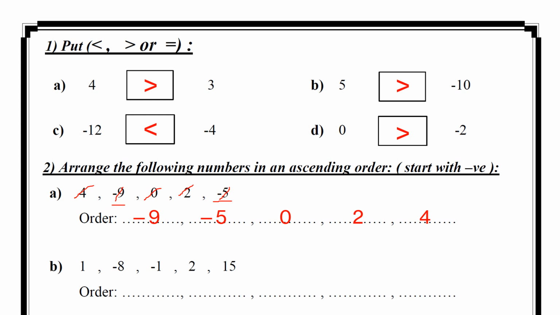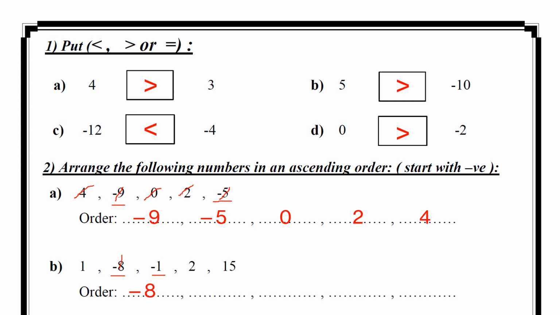Which numbers are the smaller? We have the negative or smaller. So we have here negative 8 and negative 1. Which one of them is smaller? We have to know the negative numbers are crazy. So negative 8 is smaller.